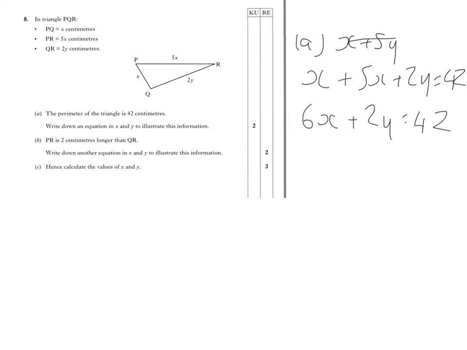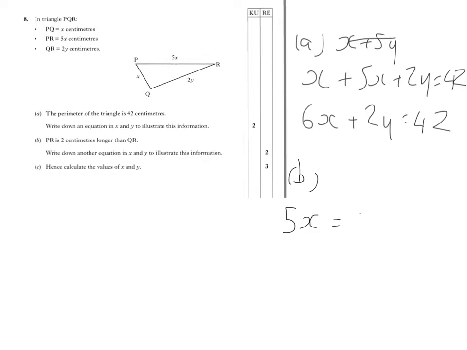Okay, part B says PR is 2 centimetres longer than QR. Write down another equation in x and y to illustrate this information. So PR is 2 centimetres longer than QR. Well, that means then PR is 5x. Now, the question says that it's 2 centimetres longer than QR.